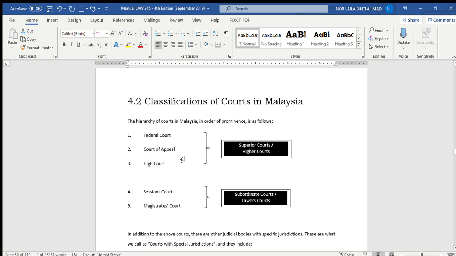So just bear in mind that you cannot sue someone in the Federal Court or Court of Appeal, but you can make an appeal to these courts, the Court of Appeal and Federal Court.